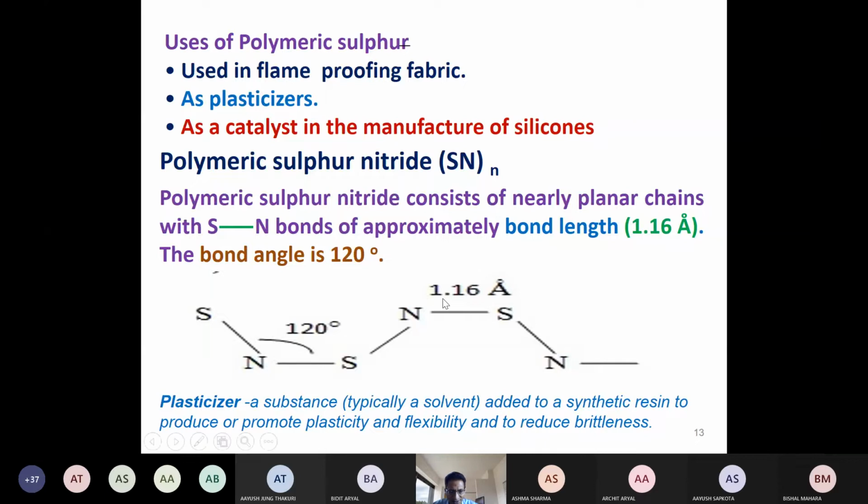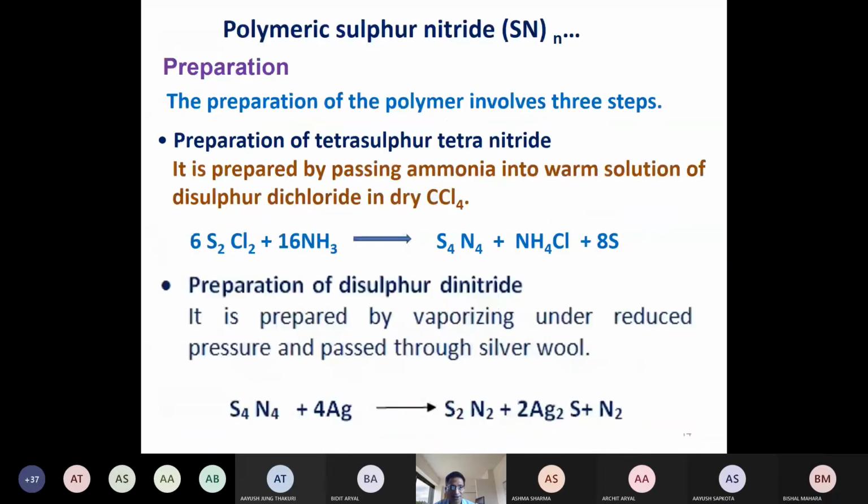The linear chain, nearly planar chain, and sulfur nitrogen bond. Plasticizer means the type of substances added as synthetic reagent to produce or promote plastic nature and reduce the brittleness of the materials. The materials which are added to give plastic nature to any compound are plasticizers.